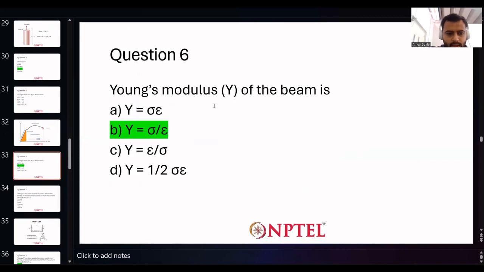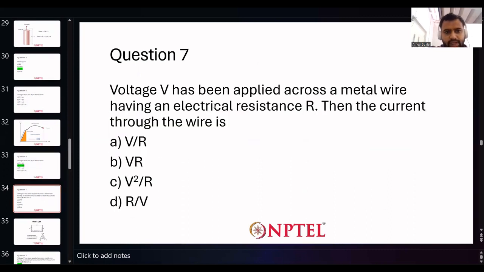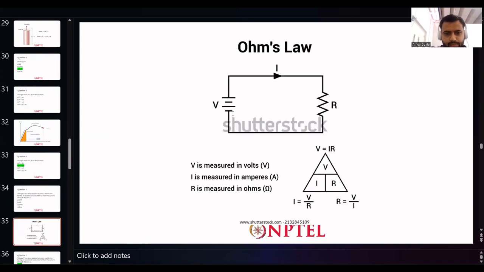So now coming to the seventh question, voltage V has been applied across a metal wire with electrical resistance R. Then the current through this wire is V by R, VR, V square R, or R by V. So this is a very fundamental question. I expect everyone to know this. This is based on something which you have learned in your seventh or eighth grade, something called Ohm's law.